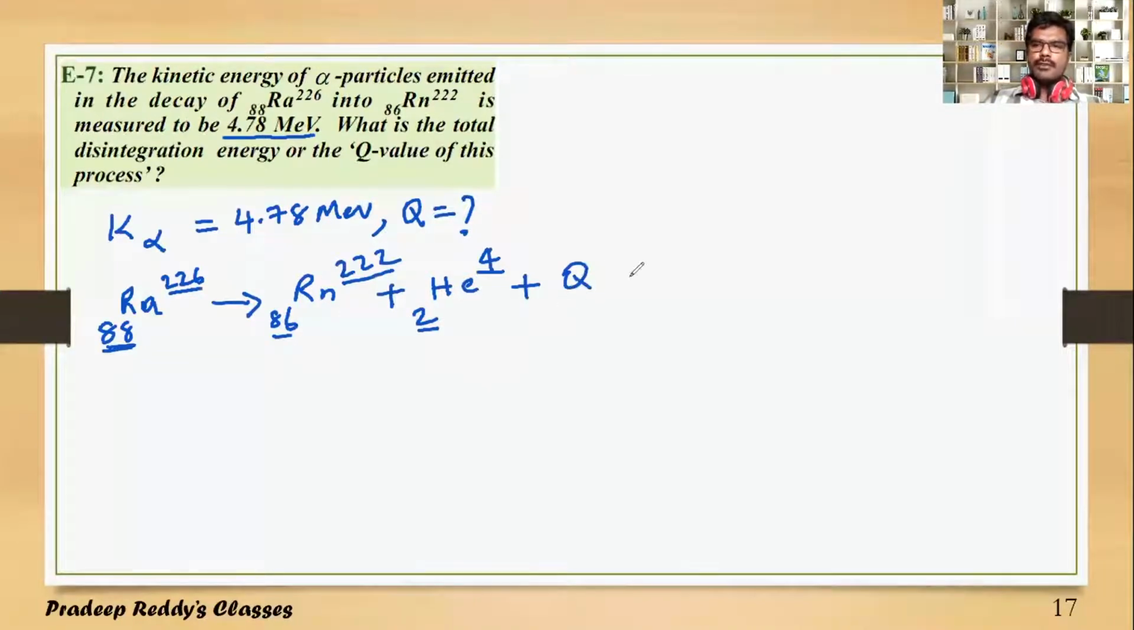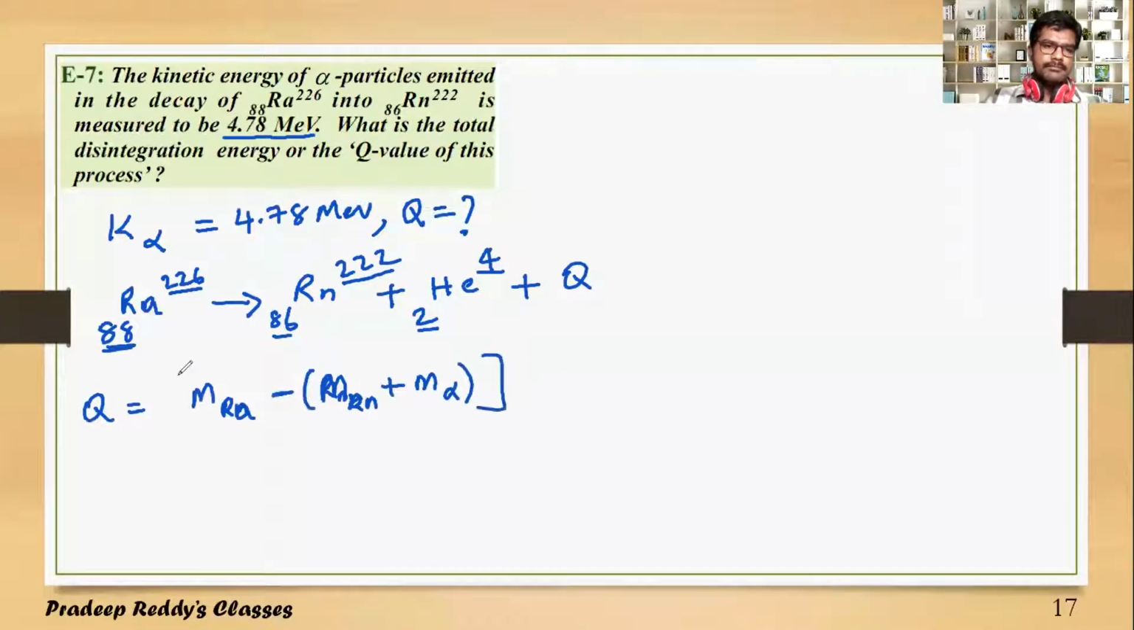You can find out this Q value in different ways. Of course we can use the general procedure which we have discussed earlier. You can write it as Q value equal to mass of Ra minus the mass of Rn plus the mass of the alpha particle.